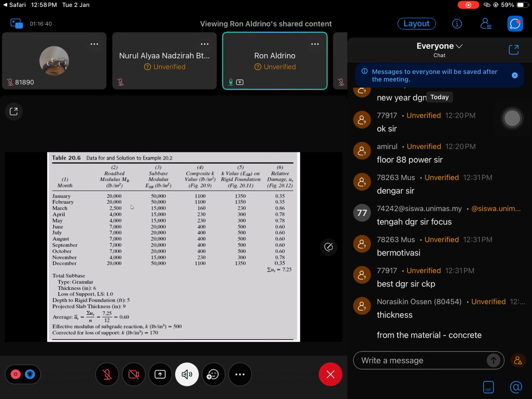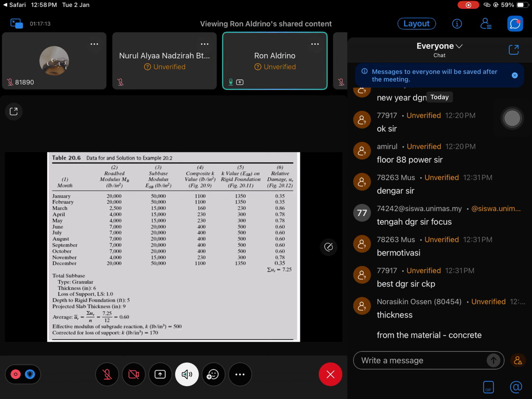These two values, roadbed modulus and subbase modulus, usually you take from the CBR. You need to do a CBR test in order to get the subbase modulus and also the roadbed modulus. The first thing is that you must have the CBR value for your roadbed, and after you take the CBR value, then you convert it into a modulus, roadbed modulus or subbase modulus. So you have to do the CBR testing first.